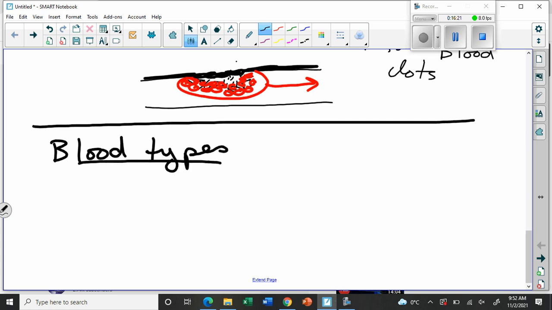You probably have heard of blood types, and you might know that there's what we call type A, type B, type AB, and type O. Well, here's what that means. It basically means that your blood cells have a certain license plate that identifies who they are.